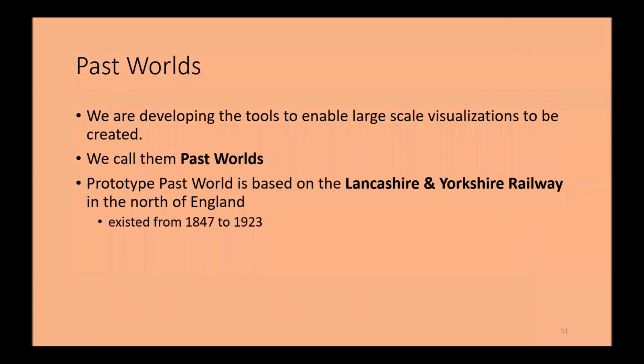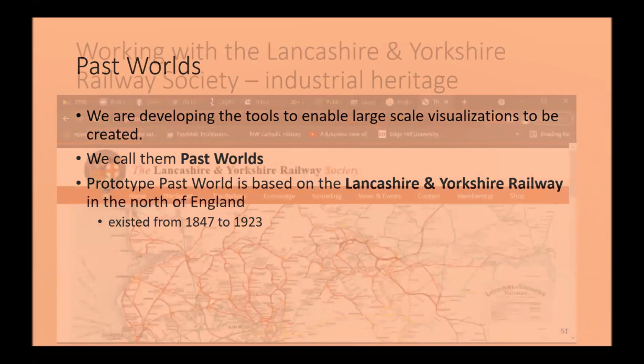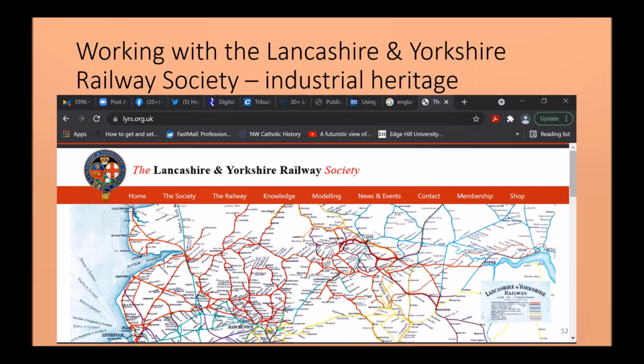We are developing tools to build large-scale visualizations. We call these visualizations past worlds. Our prototype is based on a British railway company, the Lancashire and Yorkshire Railway. There is a society dedicated to researching its history. It provides us with specialist advice. The railway company owns the lines shown here in red across the north of England. We aim to divide it into 1 kilometre squares to model it piece by piece.